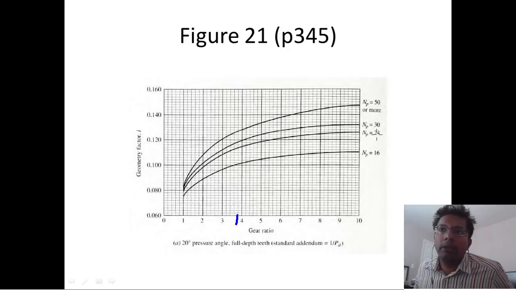So this is basically 24, 30, and 50. So it's going to be somewhere in the middle over here, so we're going to linearly interpolate from here to here. This is somewhere over here, and then we can calculate this number, which comes to about 0.105.